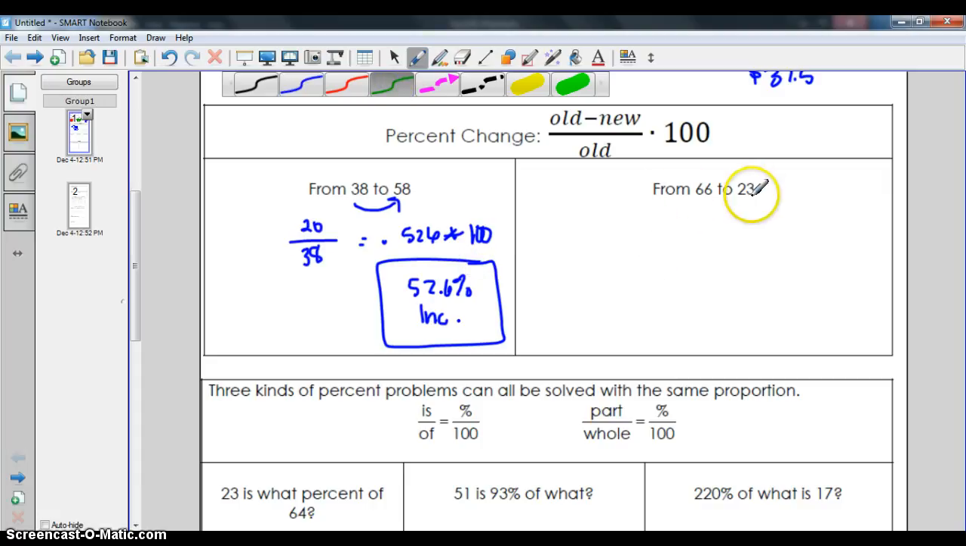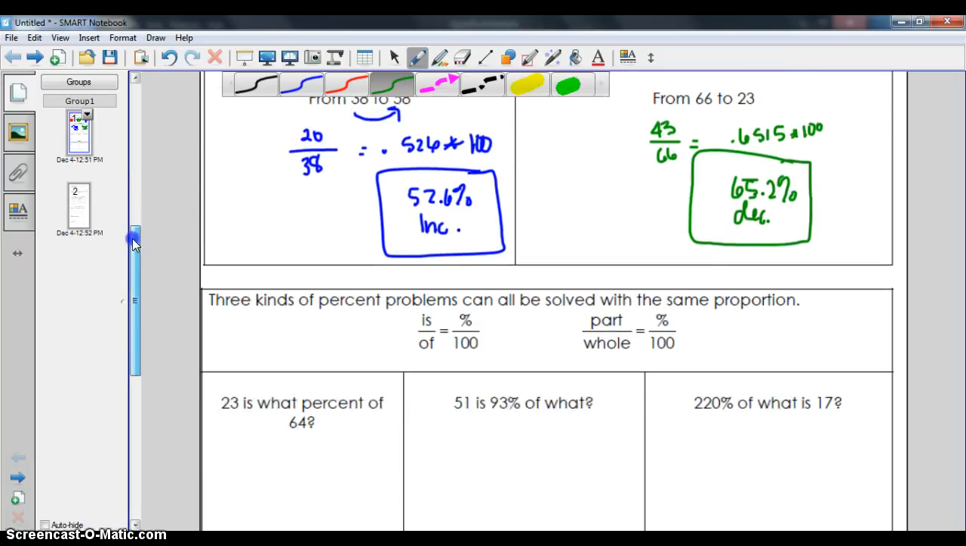So go ahead and try this next one. Again, find the difference and divide it by the original amount, the starting amount. Then multiply it by 100 to get your percent. So hopefully you found the difference of 43, and your original was 66. So you got 0.6515, and hopefully you remembered to multiply it by 100 to change it to a percent. So 65, and I'm going to round up, 65.2%, and this is a decrease. Hopefully you realized we're going from 66 to 23, so we are getting smaller, and that's a decrease.